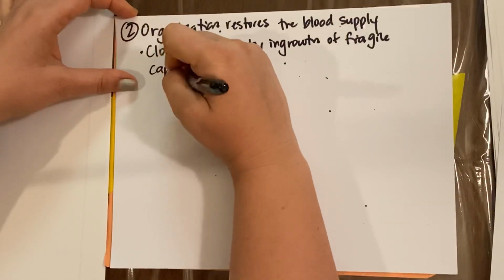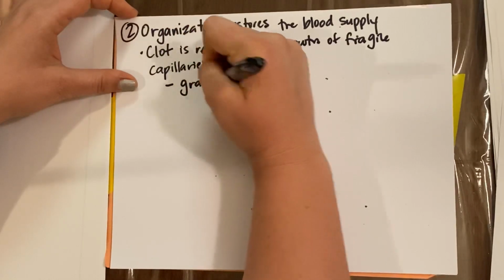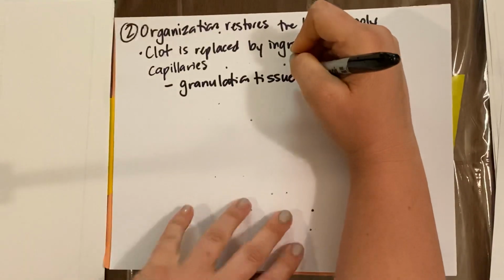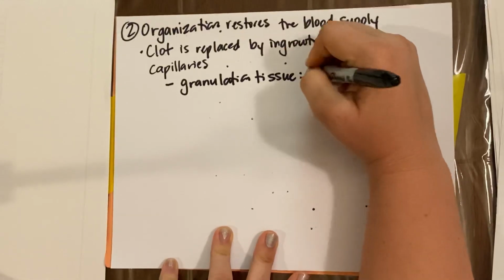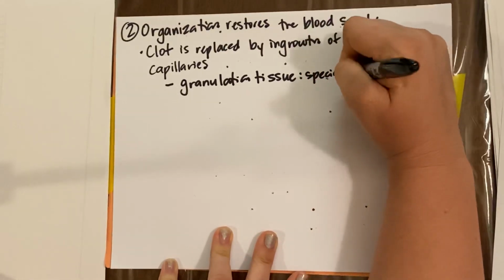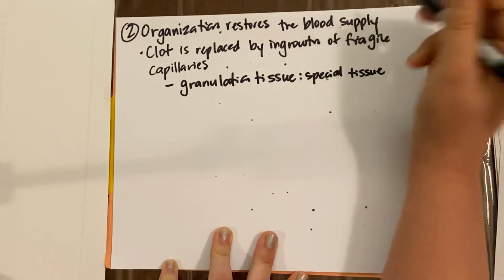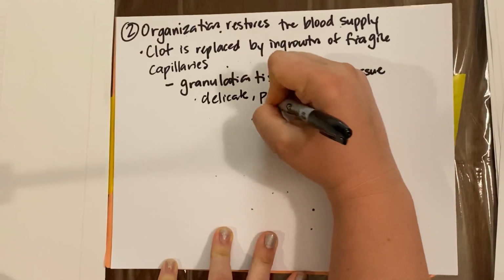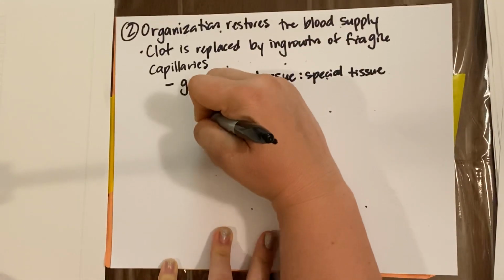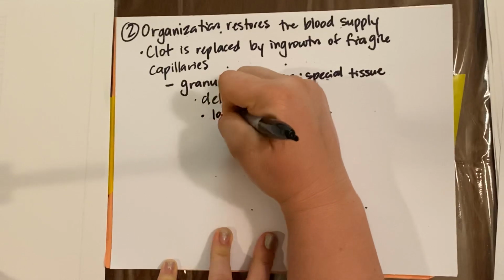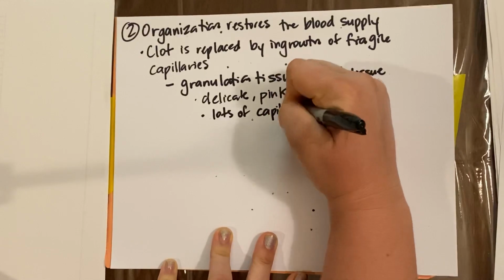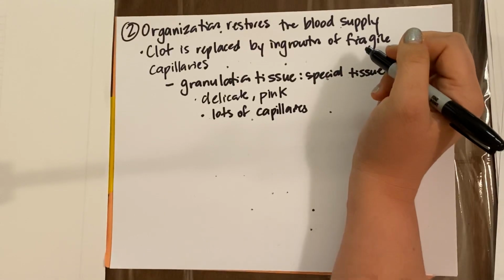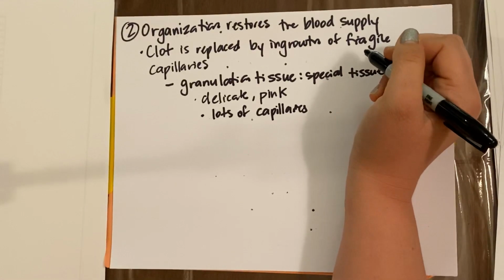Okay, and the tissue that forms is called granulation. So this is special tissue that forms after an injury. Okay, so special tissue. It's often going to be delicate, pink, okay, and has lots of capillaries. So lots of capillaries. So if you've ever picked a scab, you know that right beneath it is often very pink and fragile, and often it will start bleeding again if you actually pick that scab off.